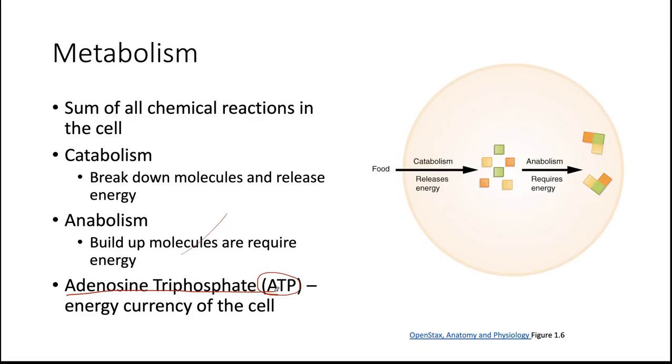So what do I mean by currency? Well, if I want to go to the grocery store and buy groceries, I need money, right? That's my currency. Or to get gasoline, I need money. That's my currency. The cell spends ATP in order to move molecules, produce molecules, contract a muscle.